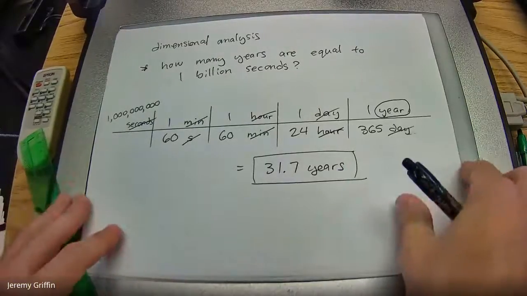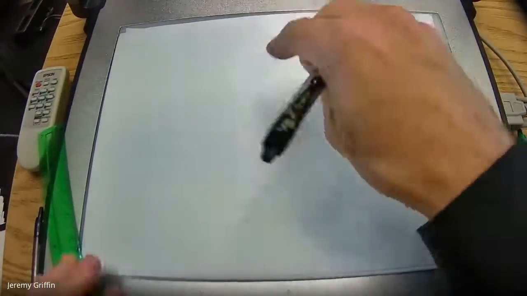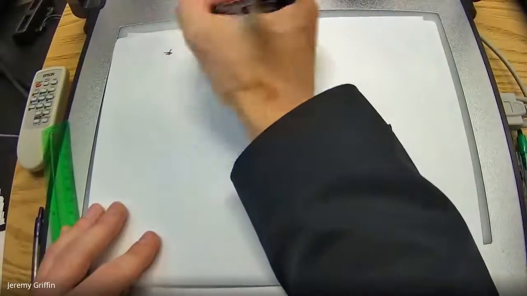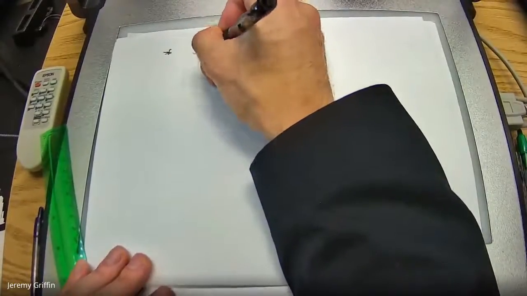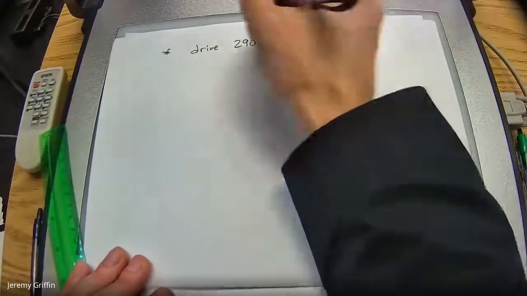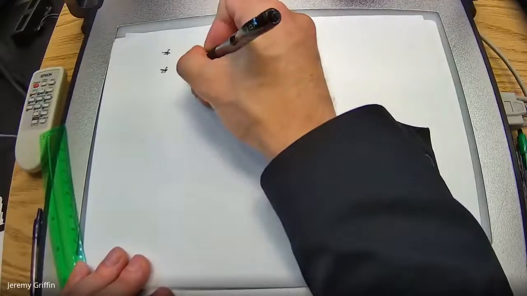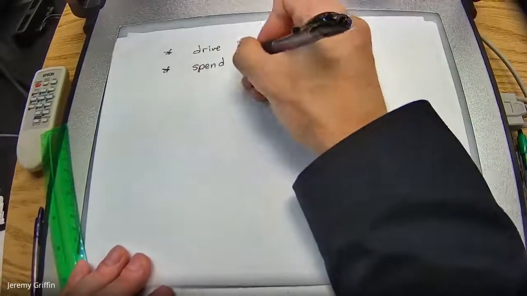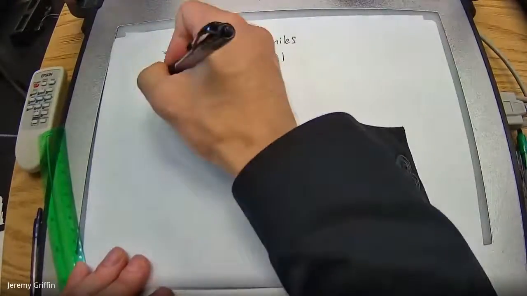So this is probably something very similar to what you did in chemistry, if you saw this at all. I want to show you some other stuff you can do with this tool. Let's say you're in a car, go to the gas station, fill up a tank, then you drive 290 miles. Then you go back to the gas station and you spend $19.91 filling up your gas tank.